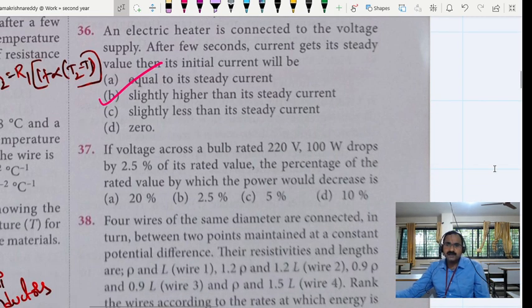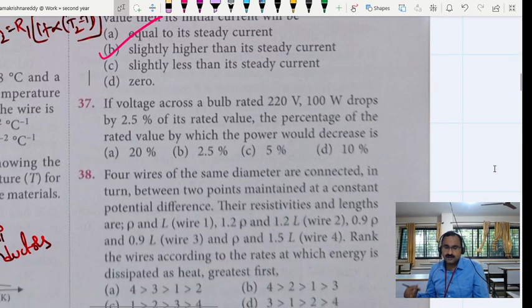The reason is that the temperature increases as well as the resistance increases, so automatically the current will decrease. So the initial value is more when compared to the steady current. This is the previous examination question. Anyhow, this is also simple.